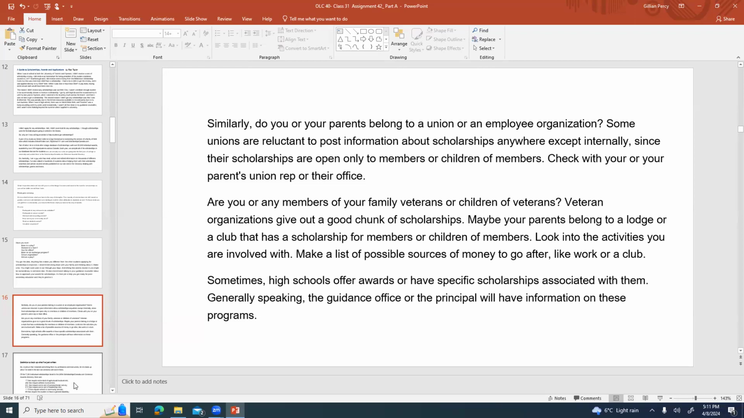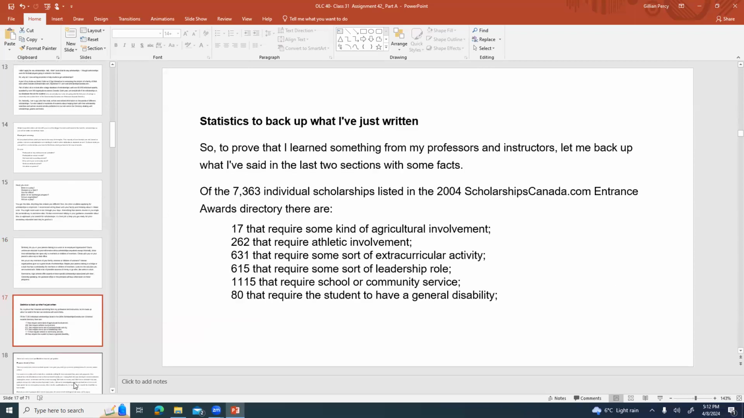Look into the activities you are involved with. Make a list of possible sources of money to go after, like work or a club. Sometimes high schools offer awards or have specific scholarships associated with them. Generally speaking, the guidance counselor or the principal will have information on these programs.